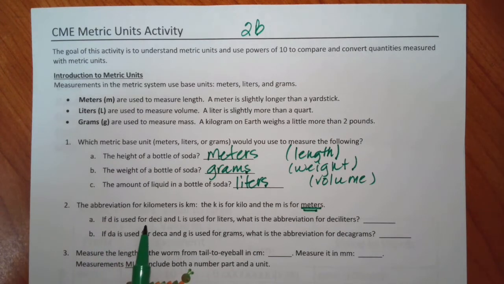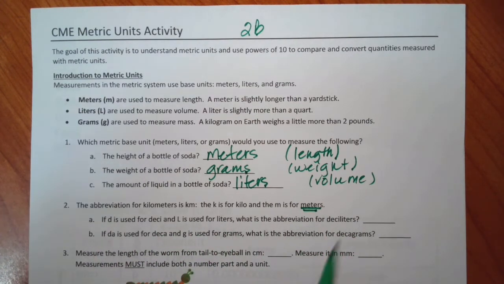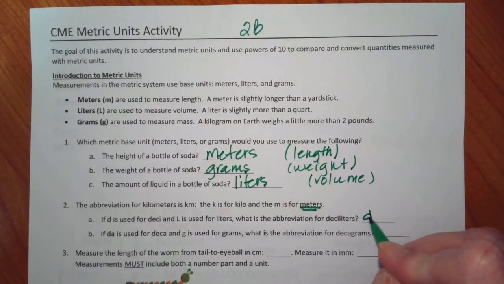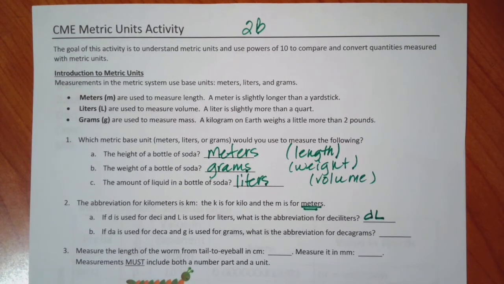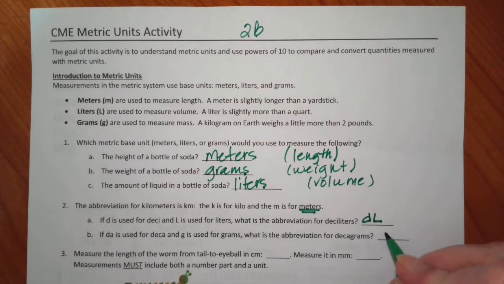So if D is used for deci and L is used for liters, what is the abbreviation for deciliters? That's going to be DL. Now, it doesn't really matter if you make this a capital or a lowercase l. I always use a capital L so I know what it is. If DA is used for deca and G is used for grams, what is the abbreviation for decagrams? That's going to be DAG.